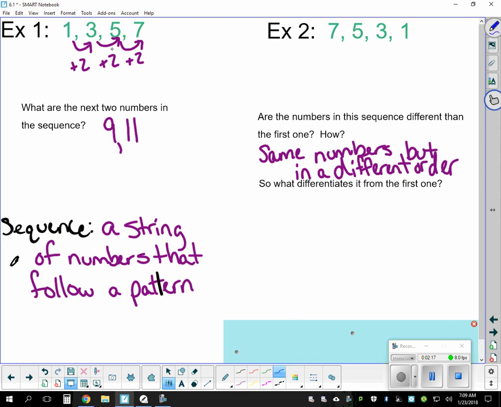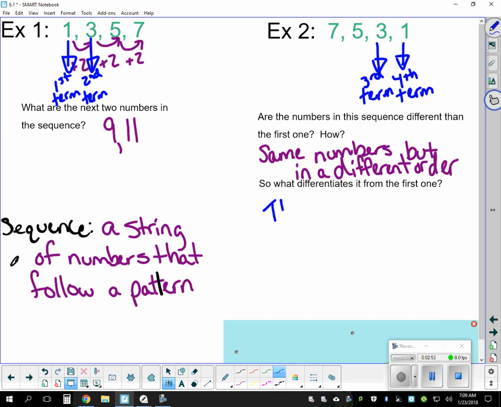In this first example, 1 is the first term. 3 is the second term. 5 would be the third term, 7 would be the fourth term. But over here, 1 is not your first term, it's your what? It's your fourth term. Here, the 3 is not your second term, it's your first, second, third term. So what differentiates this sequence from this sequence, if they're the same numbers?